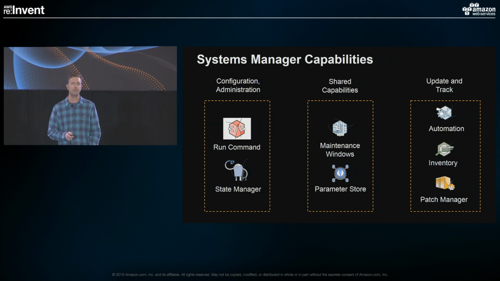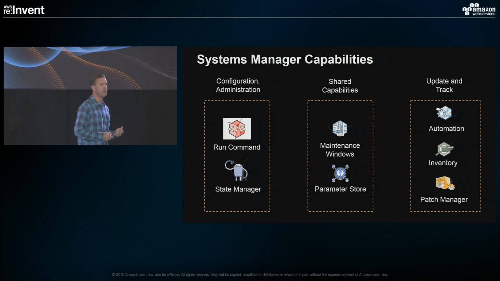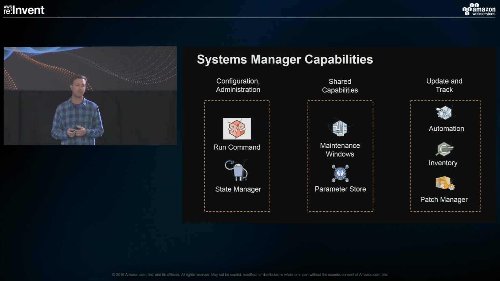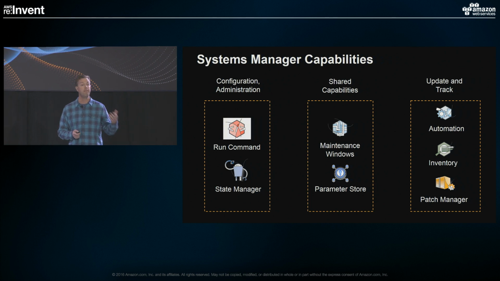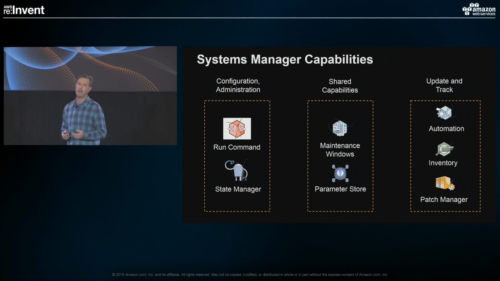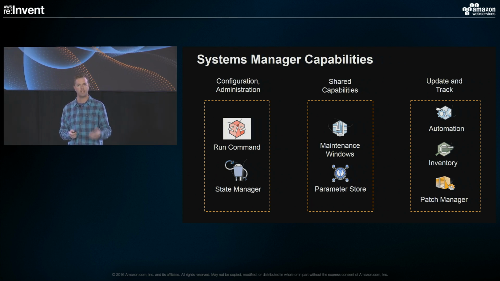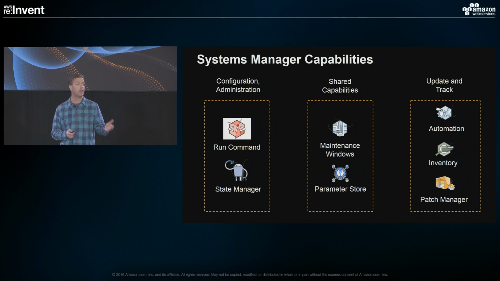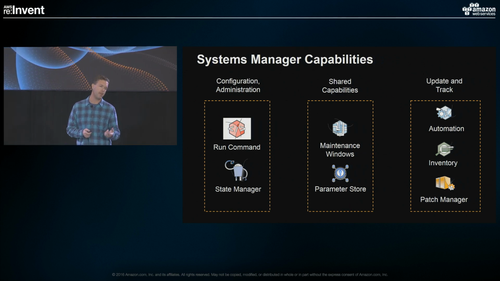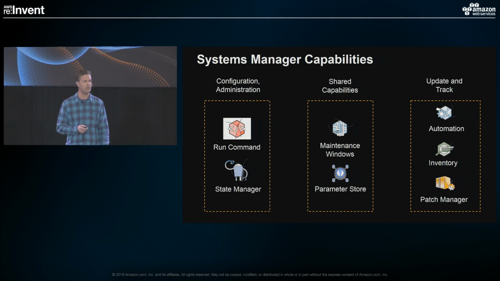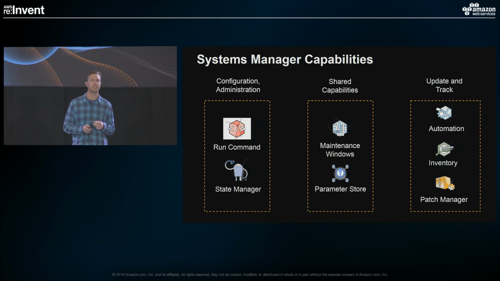In the middle column, we have 2 more capabilities, which we're calling shared capabilities. These are resources that can actually be used by the other capabilities within Systems Manager. For example, Maintenance Windows allow you to schedule and manage what are otherwise disruptive activities, for example, patching. With Maintenance Windows, you can define a schedule, you can define a cutoff time within that maintenance window, and then you can also define the actual tasks or activities that you would like the maintenance window to execute. Another shared capability is Parameter Store.